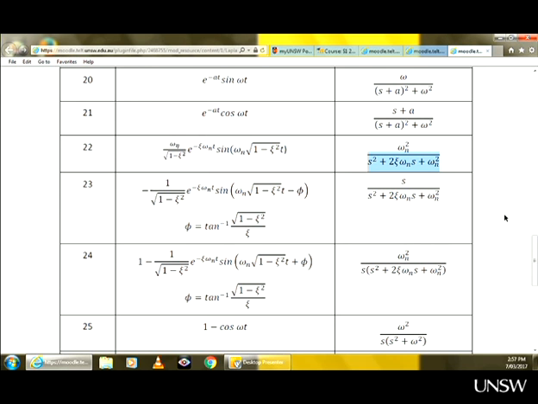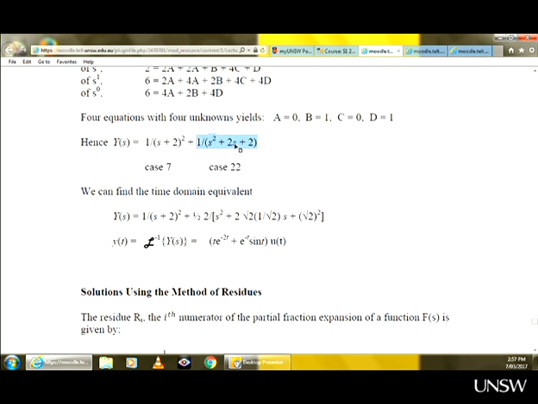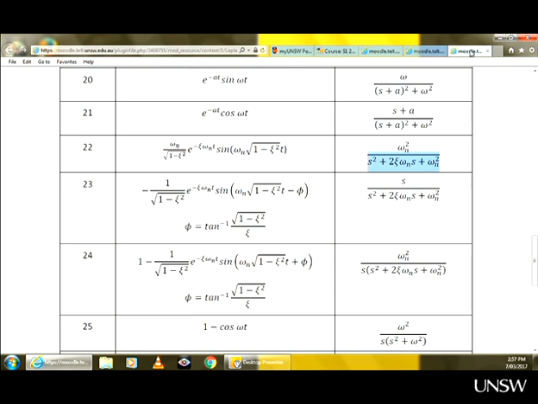Which is exactly what we have. So this term has a pair of complex conjugate roots. So the highlighted term here corresponds to, or should correspond to, the highlighted term in the tables.